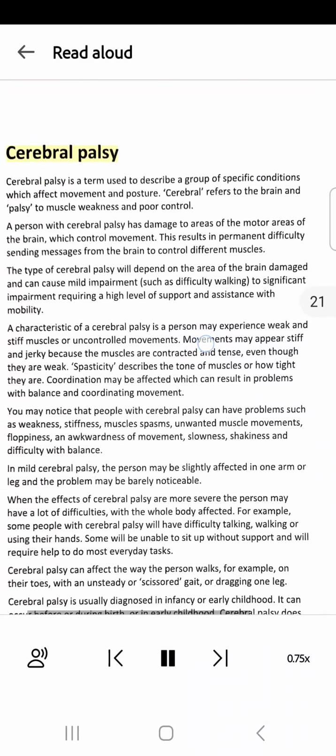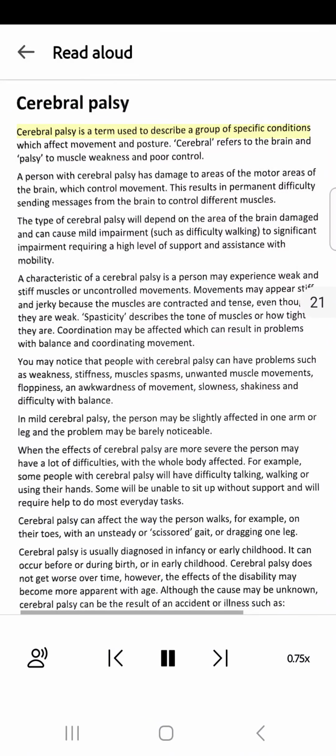17. Cerebral palsy. Cerebral palsy is a term used to describe a group of specific conditions which affect movement and posture. Cerebral refers to the brain and palsy to muscle weakness and poor control. A person with cerebral palsy has damage to the motor areas of the brain, which control movement. This results in permanent difficulty sending messages from the brain to control different muscles.